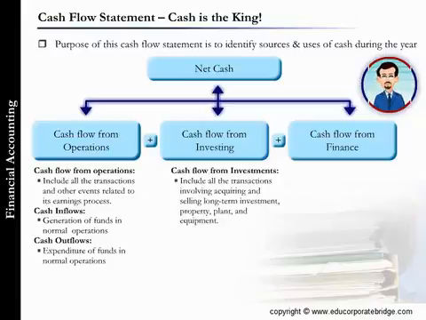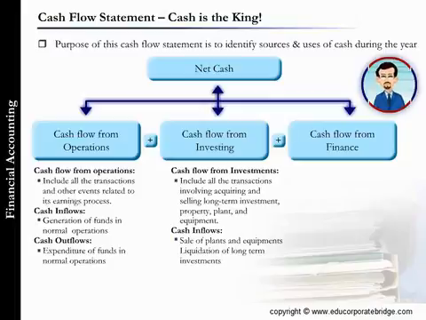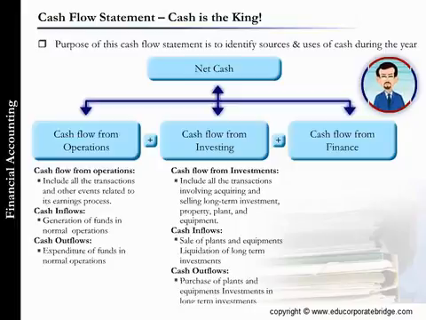2. Cash flow from investments includes all the transactions involving acquiring and selling long-term investments, property, plant, and equipment. Cash inflows include sale of plants and equipment, and liquidation of long-term investments. Cash outflows include purchase of plants and equipment, and investments in long-term investments.